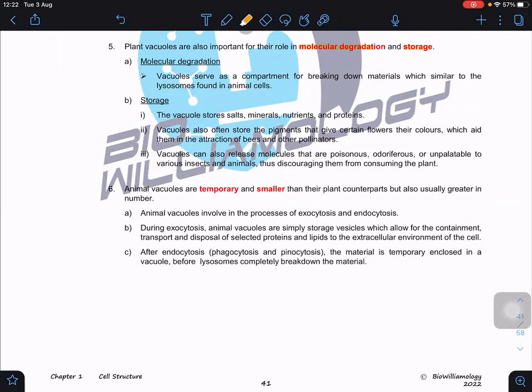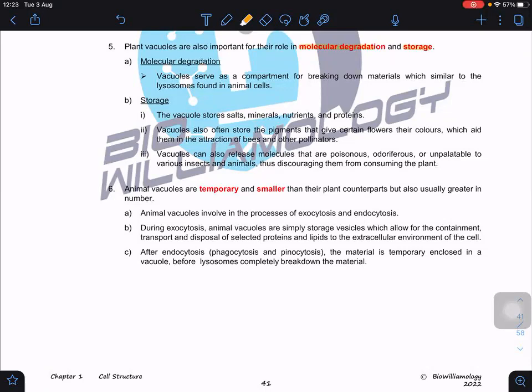We know that plant cells do not have lysosomes. So how do they carry out molecular degradation? Vacuoles serve as compartments for breaking down material, similar to the lysosomes found in animal cells. Generally you won't find lysosomes in plant cells, except in some, for example carnivorous plants, those that eat insects, such as the Venus flytrap. But generally plant cells don't have lysosomes, and to carry out molecular degradation, they use their vacuole.